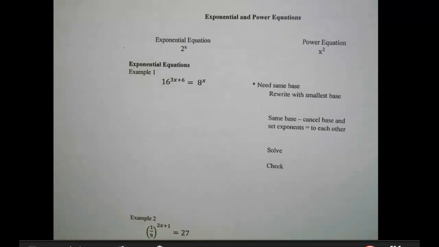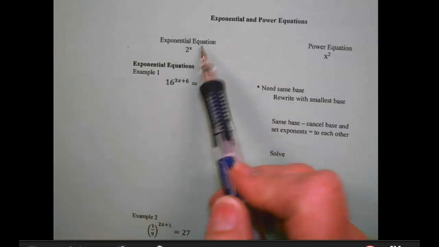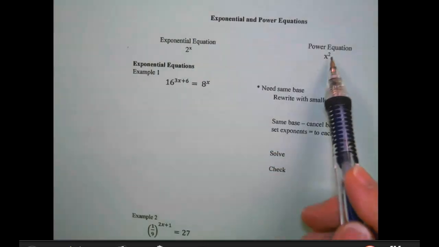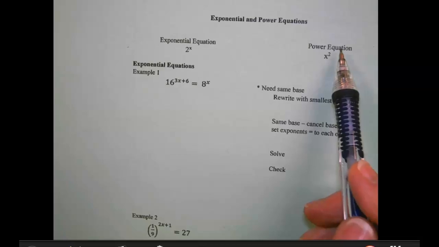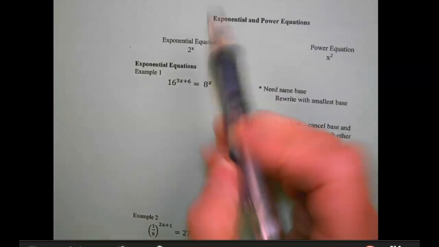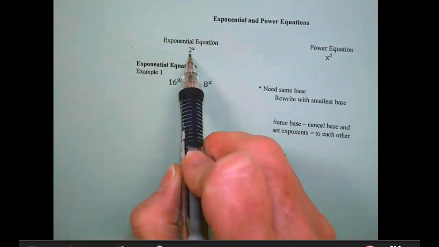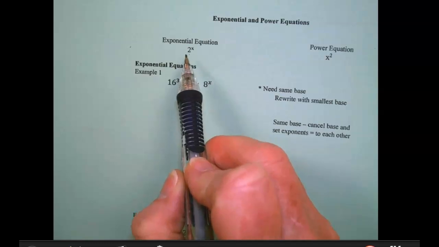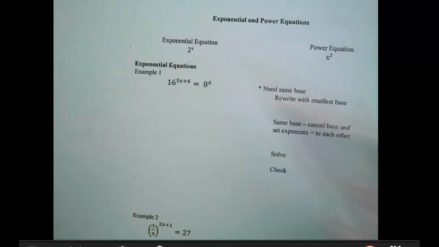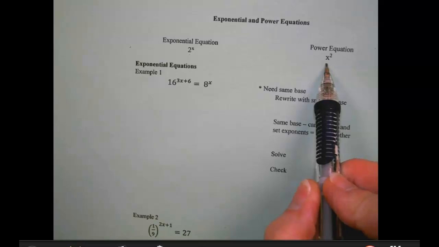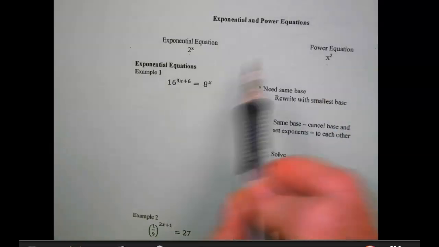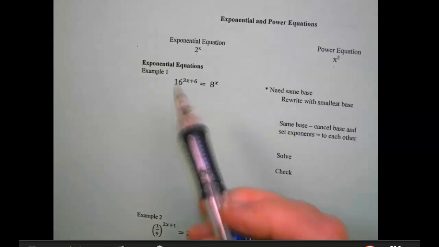So we're going to solve equations today, and we're going to talk about two kinds. We're going to talk about an exponential equation, and a power equation. And the difference between the two: an exponential equation has a number for a base. So the exponential has a 2, a 3, a 4. It's going to have a number for the base. A power equation has a variable for the base. Okay? So when I look, I have 16 and 8. So those are numbers. So this is an exponential equation.